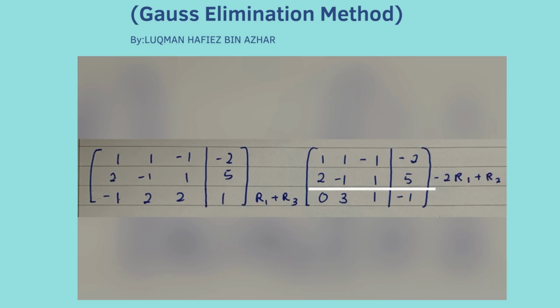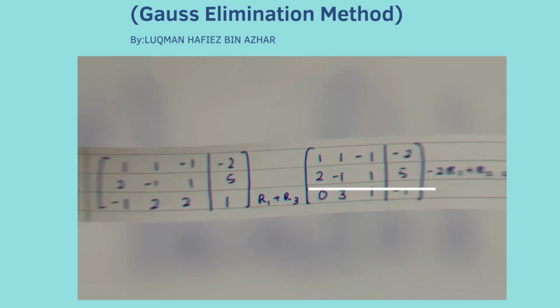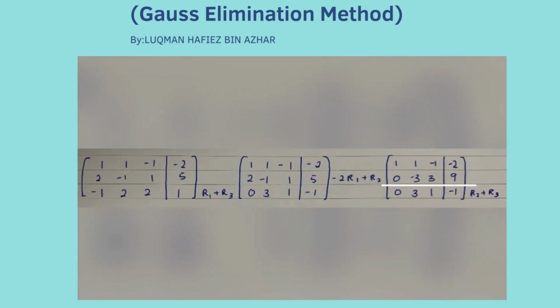Next, I'm going to apply changes to row 2. I'm going to multiply row 1 by negative 2 and add that to row 2. Then on row 2 we will get negative 2 times 1 plus 2 is equal to 0, negative 2 times 1 plus negative 1 is equal to negative 3, negative 2 times negative 1 plus 1 is equal to 3, and negative 2 times negative 2 plus 5 is equal to 9. We put that on row 2 and everything else will remain constant.